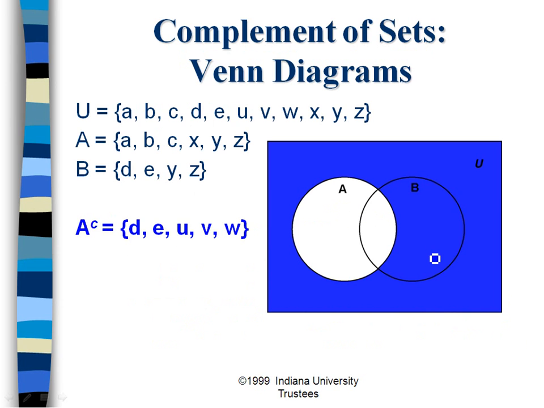Complement of sets, Venn diagrams. So this Venn diagram is a picture or a visual aid to show you that the blue part represents the complement of A. If A is in white, everything that's not A is outside of A. So everything in blue is A complement.